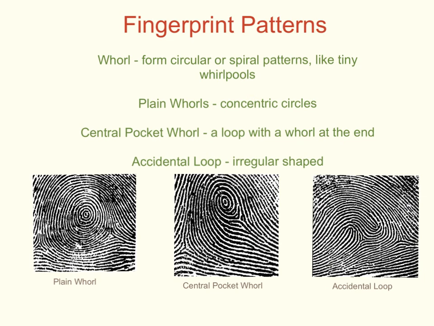A second type of fingerprint is a whorl. Whorls are fingerprint patterns with at least two deltas and a core. They form circular or spiral patterns, kind of like tiny whirlpools. They can be subdivided into plain whorls, central pocket whorls, and accidental loops. Take a look at these three images. Notice that in each of them, there's a circular or spiral pattern in the center of the print.